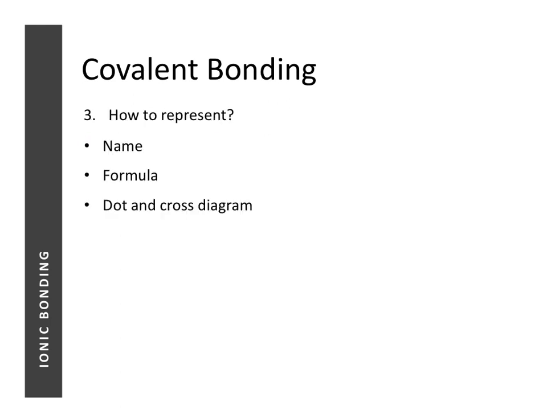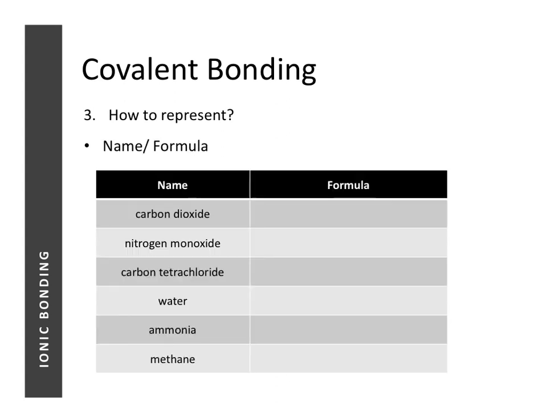Now we'll go on to the third question of how can we represent covalent compounds. And same as for ionic compounds, there are three ways we can represent them: by their name, formula, and dot and cross diagram. For covalent compounds, there is less emphasis on naming it, but rather when given the name, you are supposed to know what is the formula of the compound.